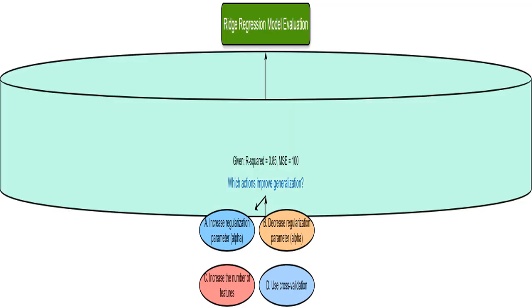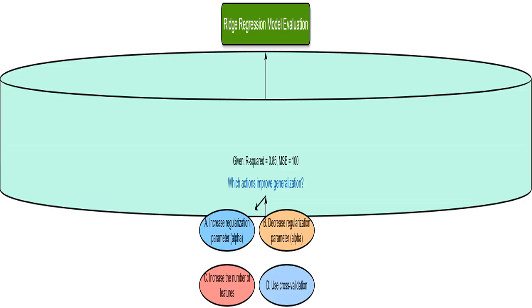Here's what we know. The R-squared value of 0.85 tells me that your model explains 85% of the variance in the house prices. While it sounds good, I need to consider mean squared error, MSE. The MSE of 100 tells me, on average, my predictions are off by the square root of 110 units.